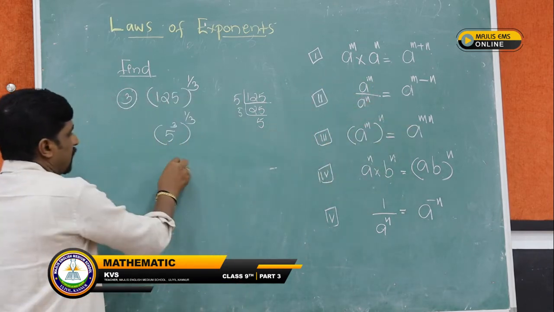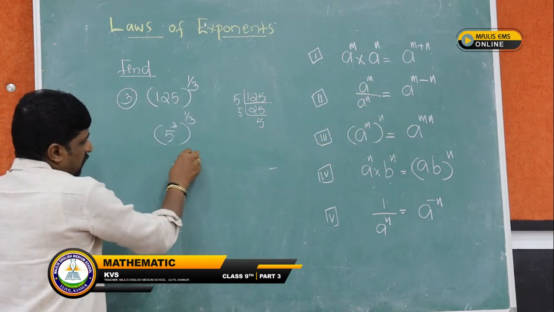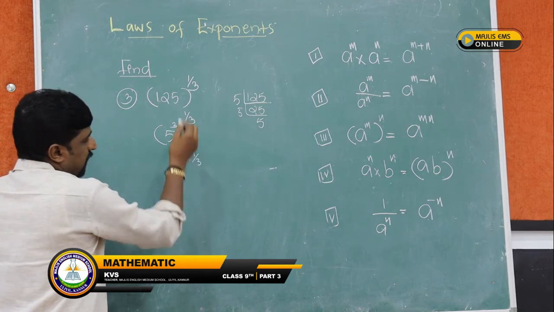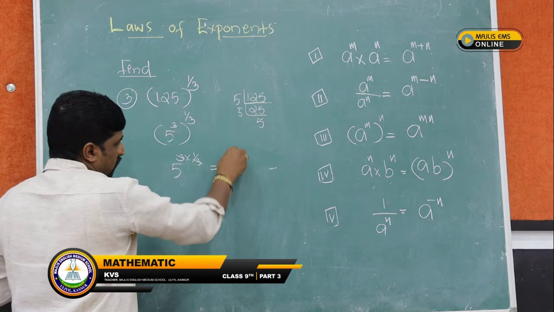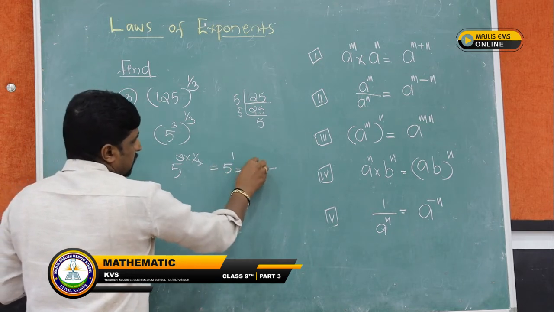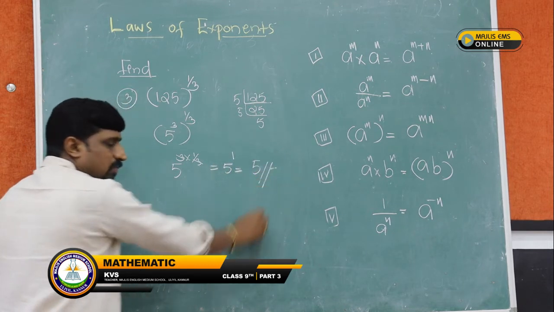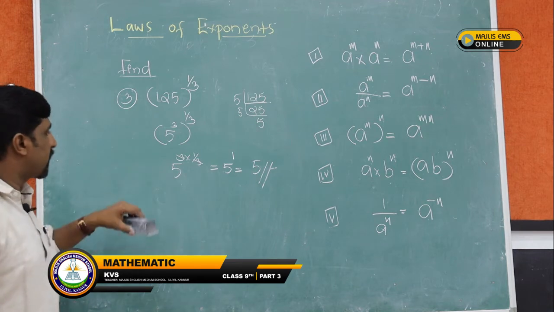The powers can be multiplied: 5 raised to 3 into 1 by 3. Now 3 will cut, remaining only 5 raised to 1. 5 raised to 1 is the answer, we got 5. Like that we can find out.